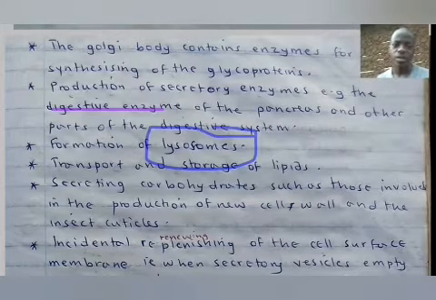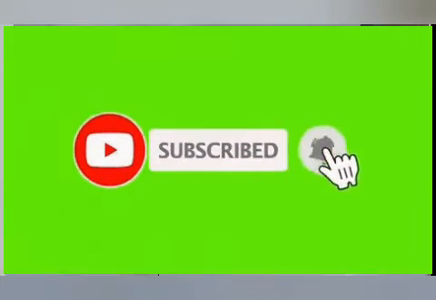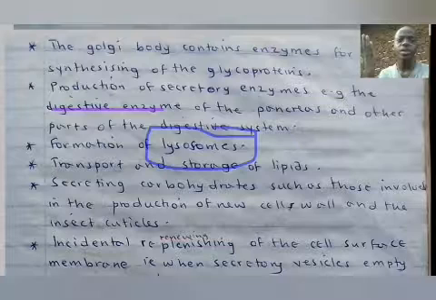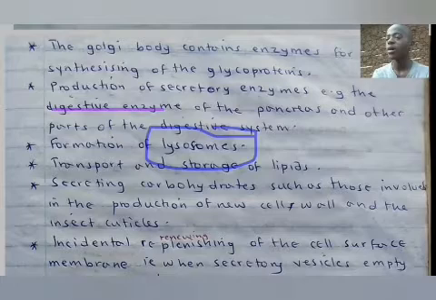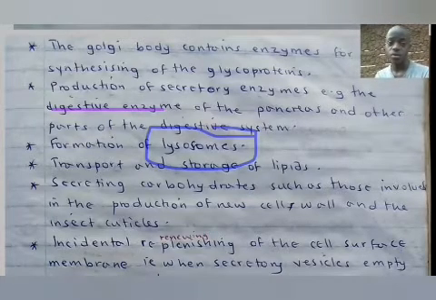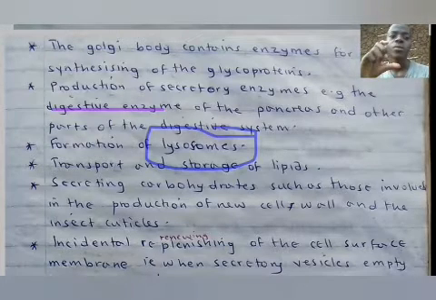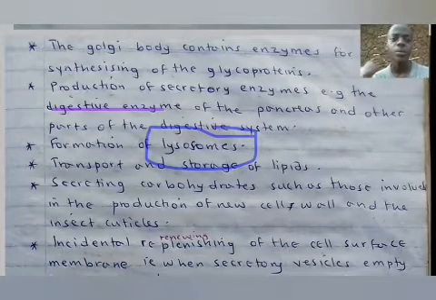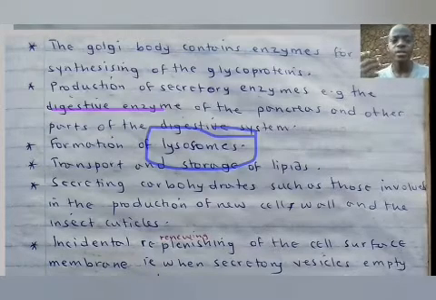Therefore, what does that mean? It means that if the Golgi apparatus is not available, then carbohydrates won't be manufactured. The glycoprotein would not be available, because the carbohydrates, where can they come from without the Golgi body? So glycoproteins also cannot become available if the Golgi body is missing.